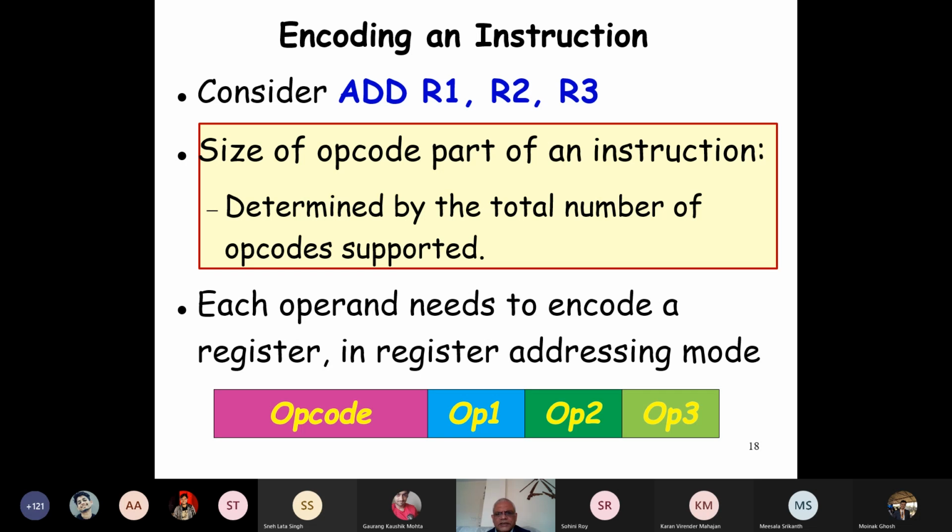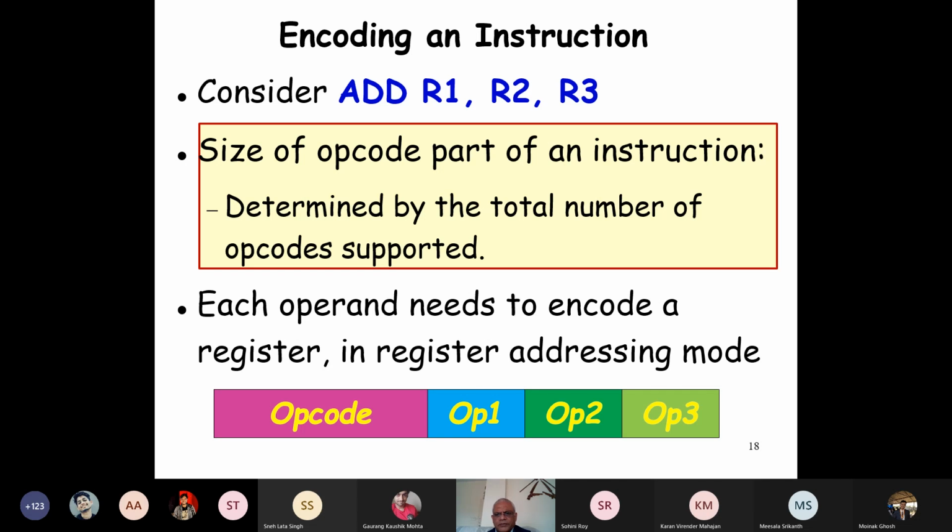Similarly, if we have 16 registers, let's say we only do register operations. If we have 3 registers to be specified, let's say R1, R2, R3, for each register specification, how many bits do we need? We have 16 registers in our processor. 4 bits, right? So for each register, 4 bits here, OP3, 4 bits OP2, so 12 bits gone. The opcode took 6 bits, so 18 bits is the minimum length of the instruction.